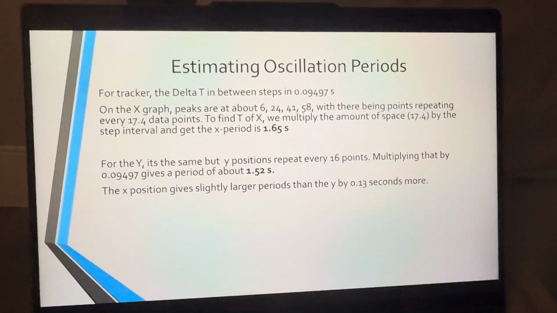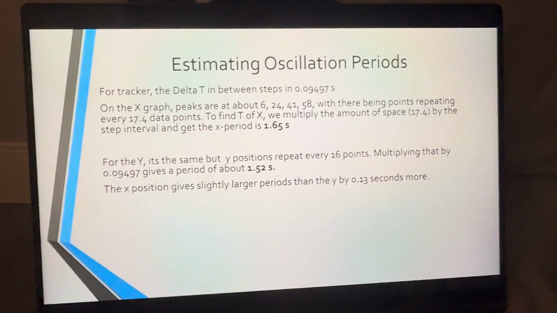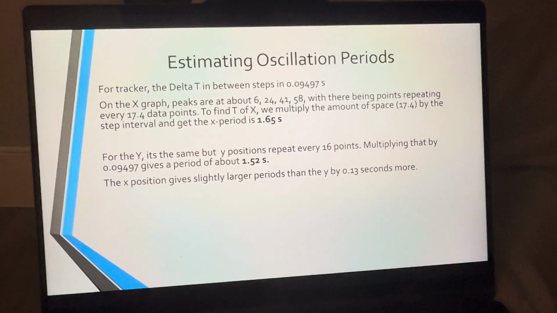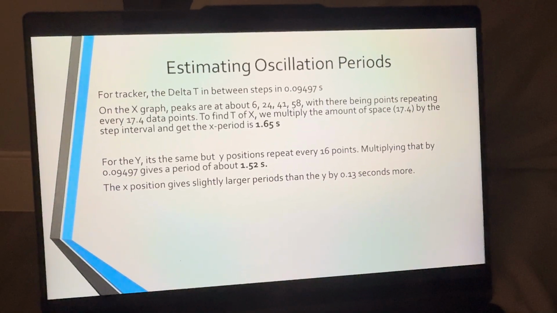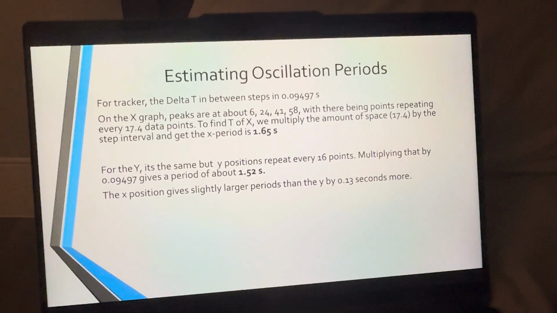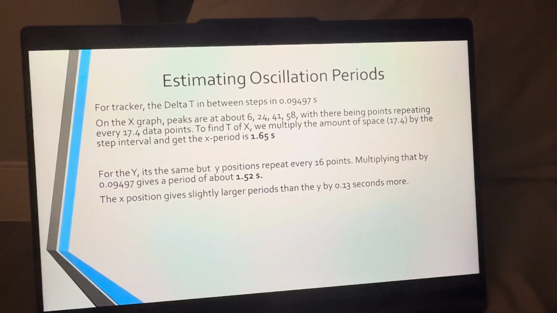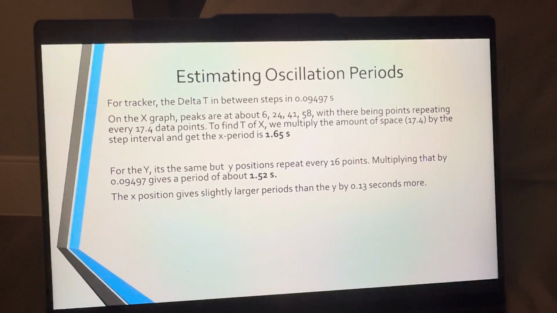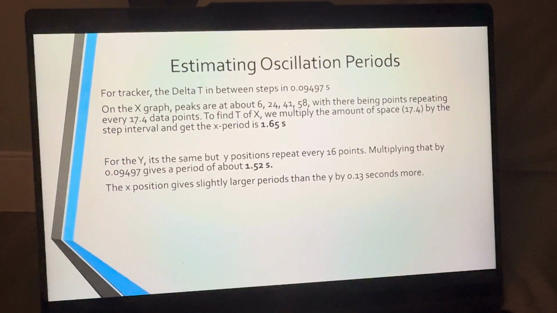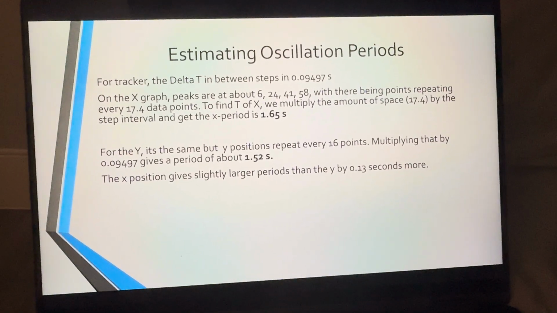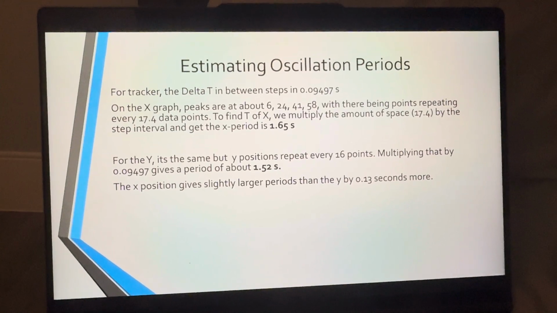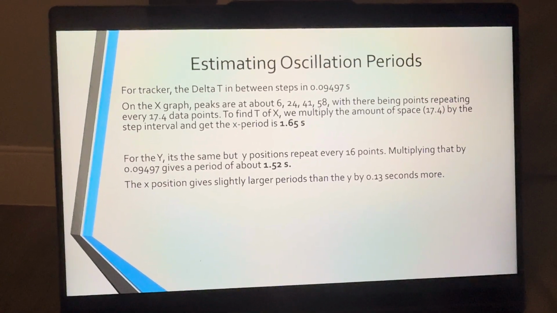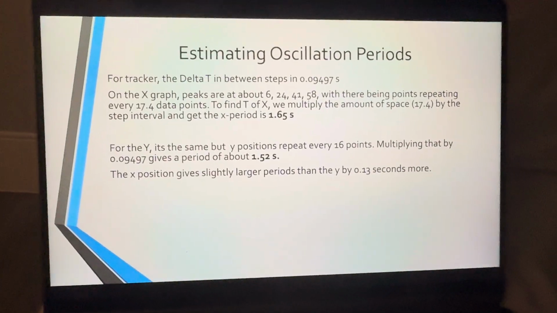Continuing, we're estimating the oscillation periods. For tracker, the delta t in between steps is that number, and for the x graph, peaks are at about 6, 24, 41, 48 data points, with points repeating every 17.4 data points. To find T, the period of x, we multiply the spacing, 17.4, by the step interval and get that the x period is 1.65 seconds. For the y, it is the same, but y positions repeat every 16 points. Multiplying that by 0.09497 gives a period of about 1.52 seconds. The x position gives a slightly larger period than the y, by 0.13 seconds.